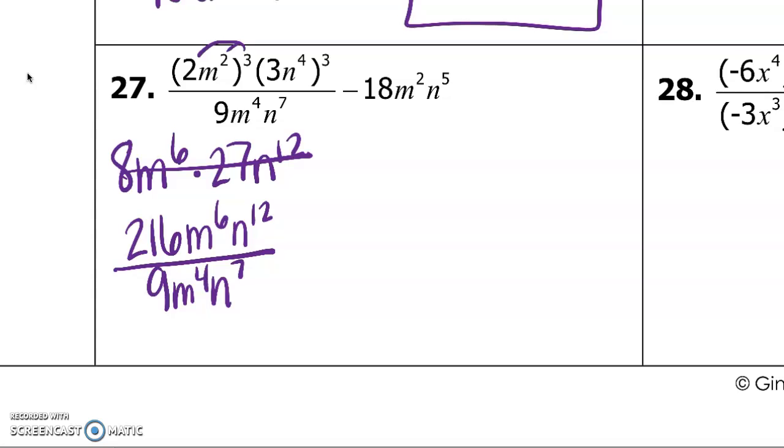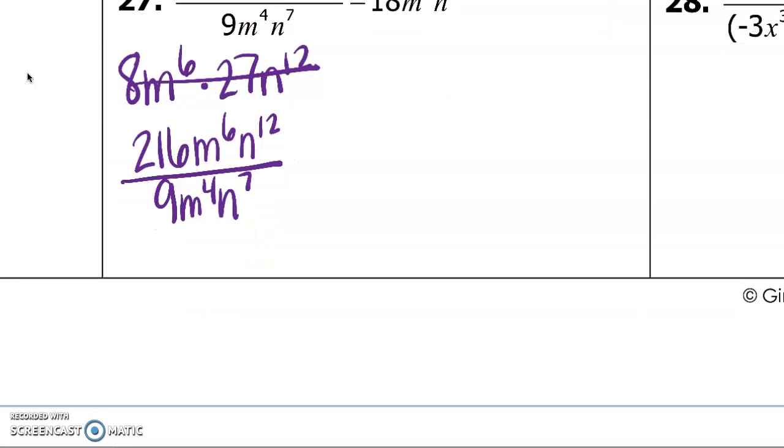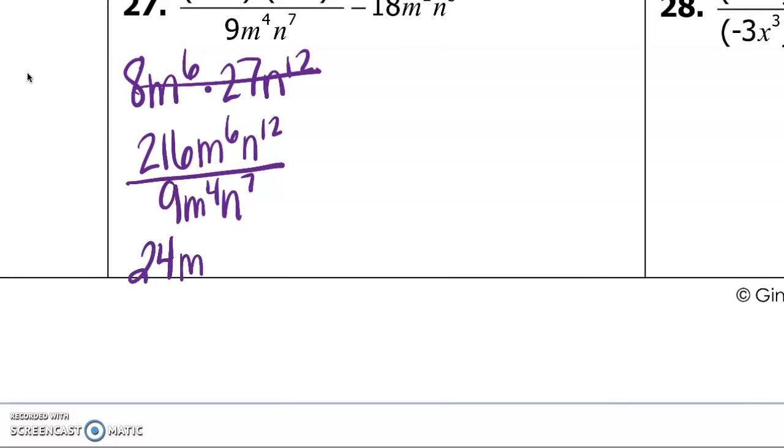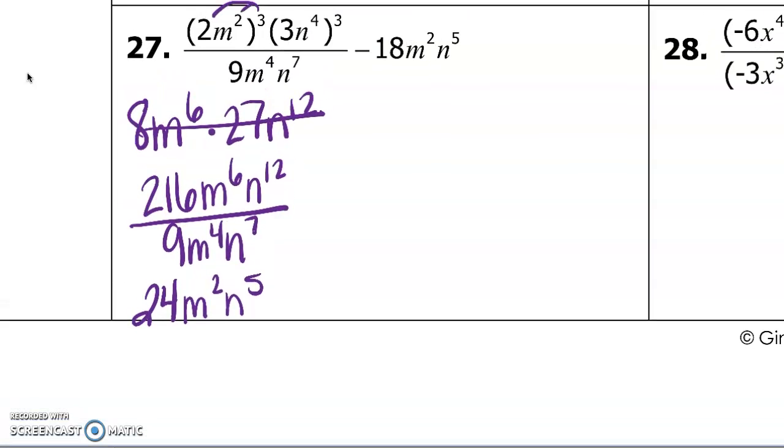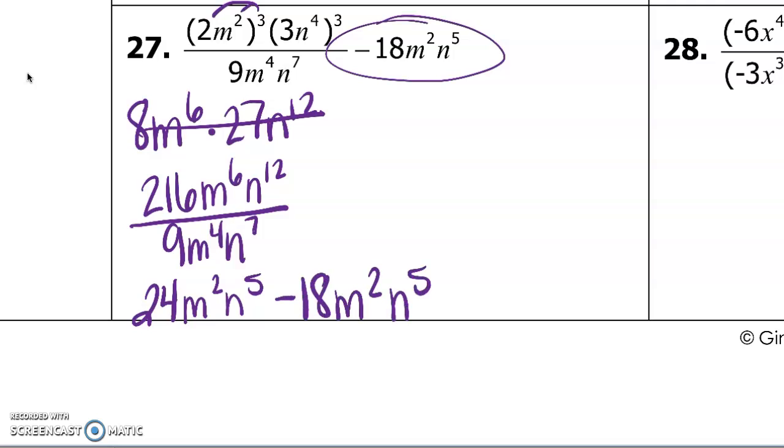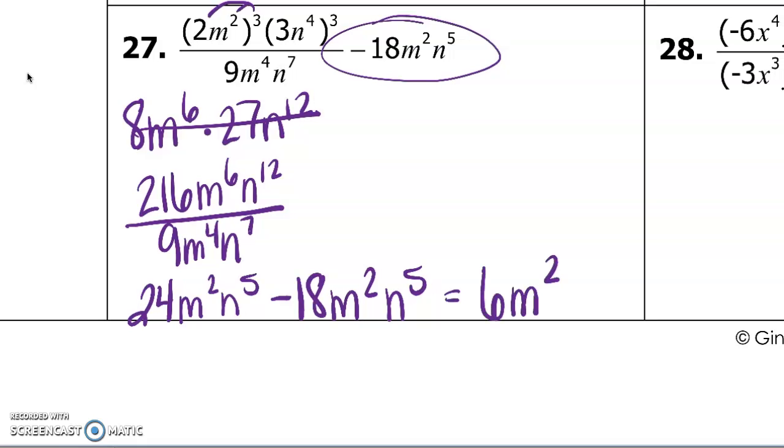So I kind of cheated a little bit and didn't write the fraction out the whole time, but that's okay. So 216 divided by 9 gives me 24 m squared n to the 5th. And that's exactly what we need so that it matches with our 18. So minus 18 m squared n to the 5th gives me a final answer of 6 m squared n to the 5th. Do not change your exponents.